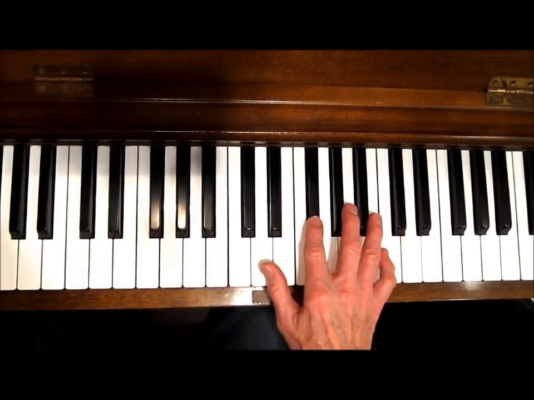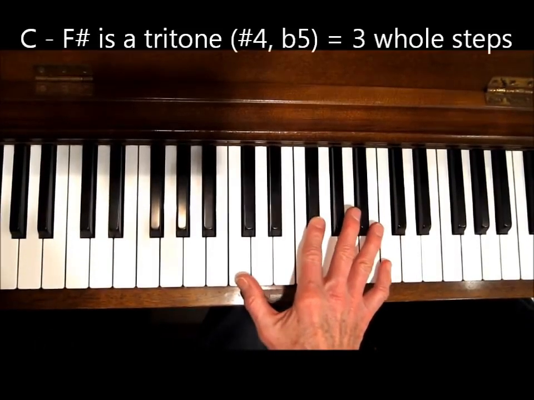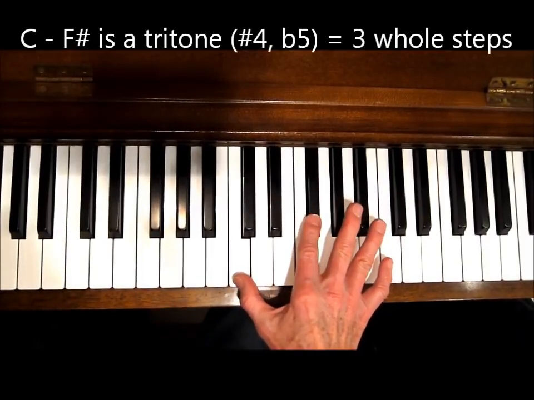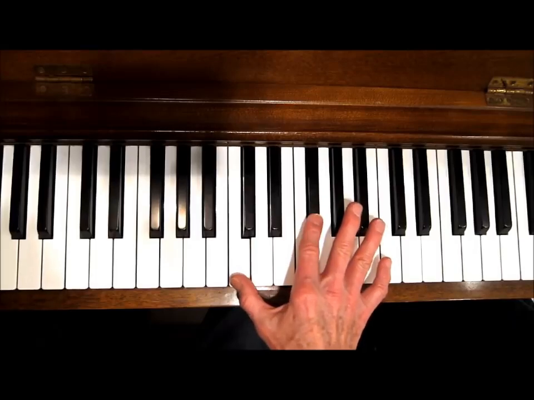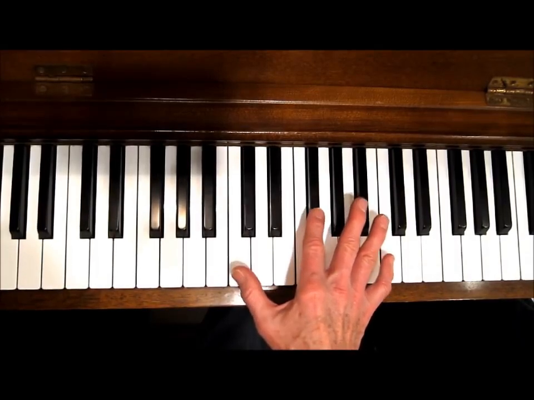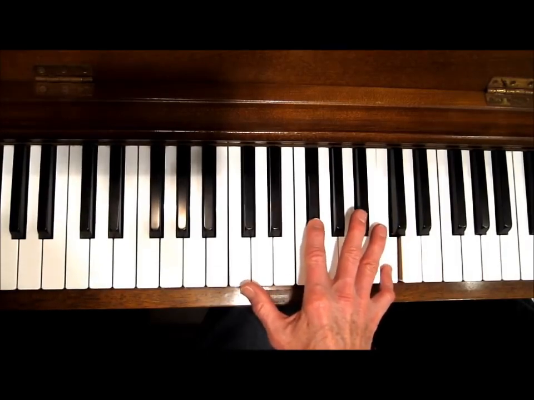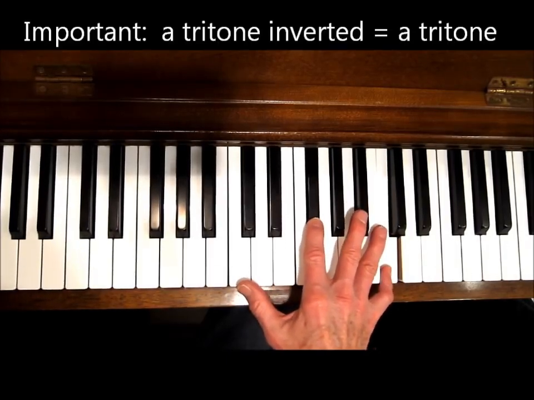tetrachord. Now this tritone is actually an interval, meaning the interval between the root and the F sharp here. The C and the F sharp is an augmented fourth or diminished fifth. Now if you invert it, here's the fascinating thing. If you invert a tritone, you get a tritone. And it's the only interval like that other than the octave.